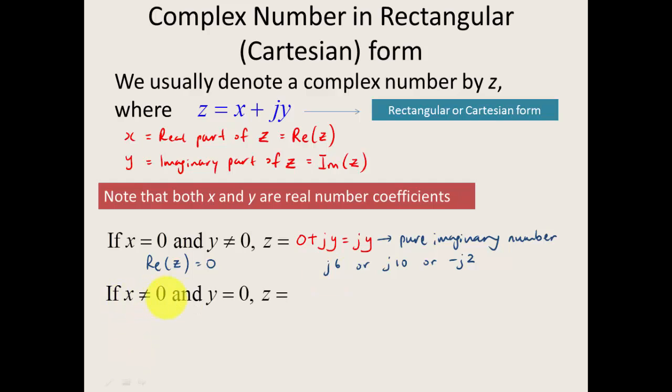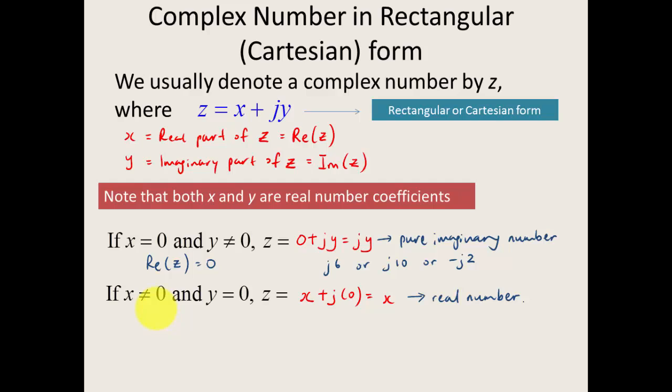Let's consider the next scenario. If x is not 0 but y is 0, what happens to z? Again, z is x plus jy. So x remains because it's not 0, plus j, y becomes 0. And what I have is then just x. Notice that z now has only one term, and that one term does not come with a j. Hence, we say in this case that z is a real number.